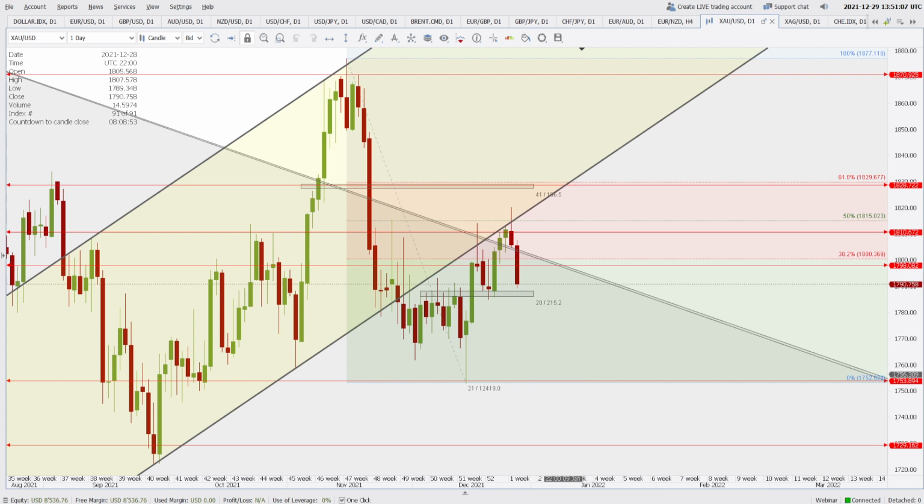So where is the resistance now? 1798 will be acting as a resistance if the price starts going up from here, and 1753 is what I am expecting as the next support for the gold.